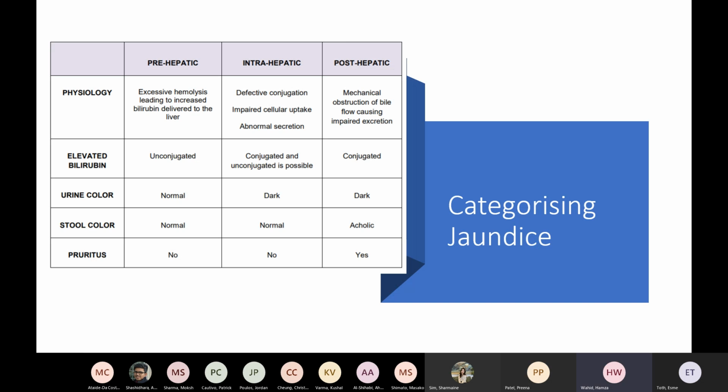We have those over here, where prehepatic is usually things that lead to excess hemolysis of blood cells, and it's usually unconjugated. Intrahepatic is any problem within the liver cells themselves, and both conjugated and unconjugated bilirubin will be present. Post-hepatic is a mechanical obstruction, and it's usually going to be conjugated because at that point the bilirubin has already gone through that transformation process. And then there are some other signs that you can see with them as well. For instance, itching is typically mostly present with only post-hepatic causes.